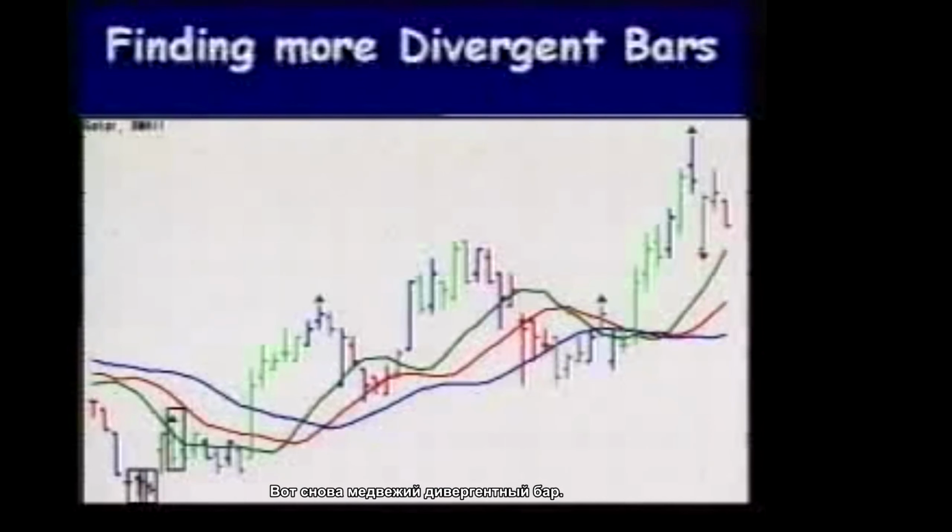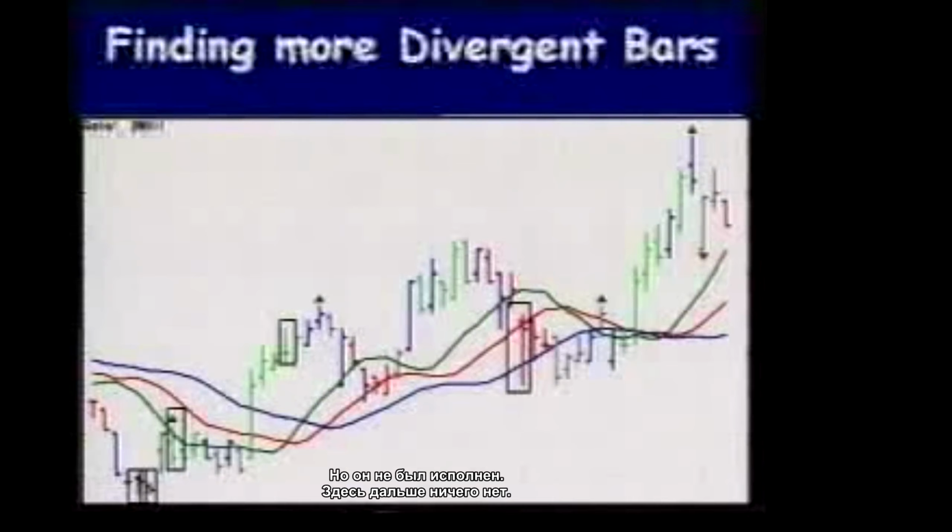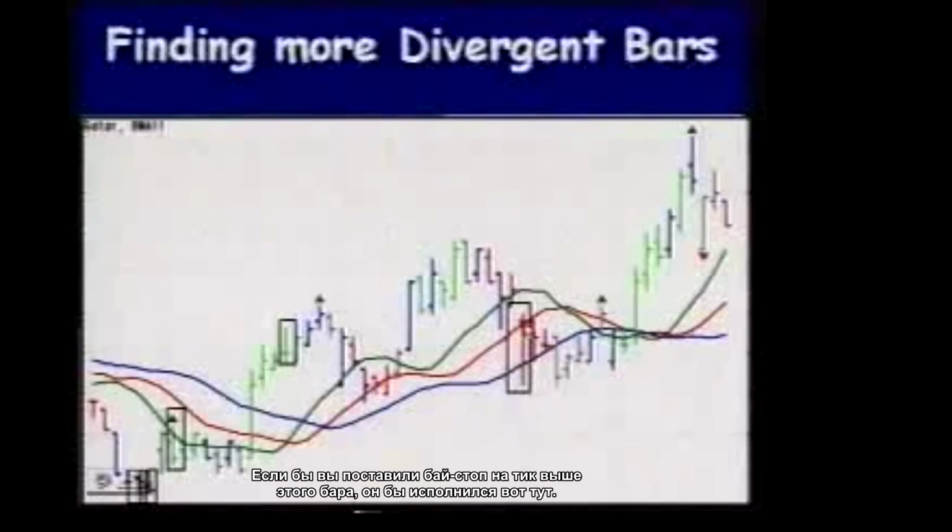Here is another bearish divergent bar moving on up. We have a bearish divergent bar here, and if you were really trading this, you would have a stop at the bottom of that bar, but that was never hit. And we come on up here to nothing in this area, nothing in this area, and we have to come all the way over here to find a bullish divergent bar. Now, had you taken the top of this and bought it, you would have been filled over here. You would have never gotten out because your stop would have been down there.